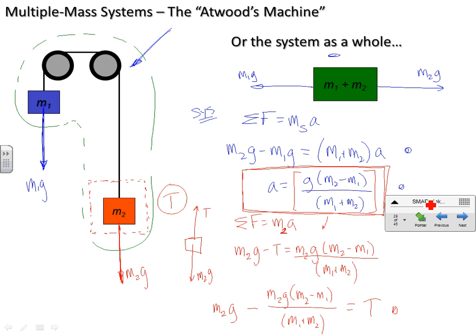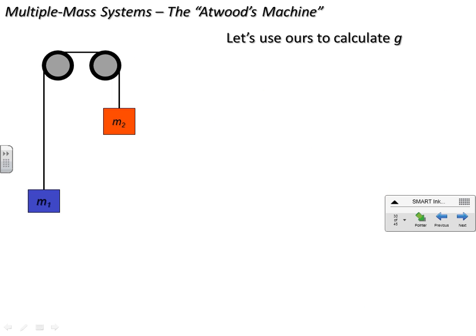Notice, just so we're sure, this is A, right? M2A. Right, here's our A from before. Okay? Okay.